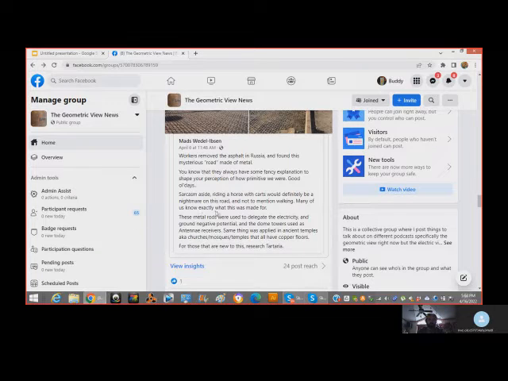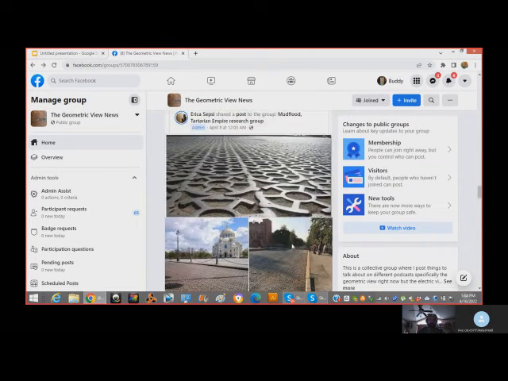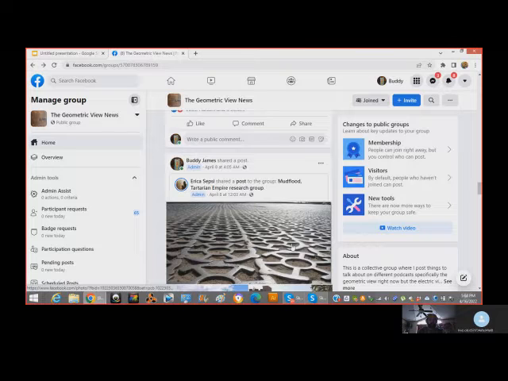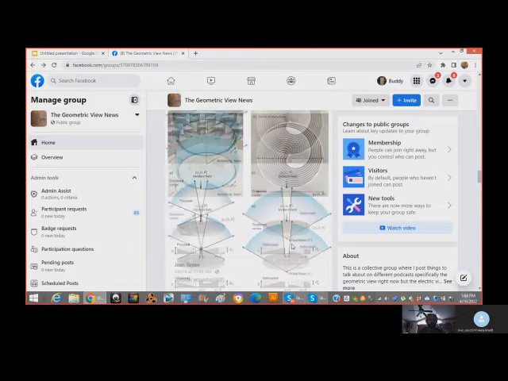Many of us know exactly what this was made for. These metal rods were used to delegate the electricity and ground negative potential, and the dome towers used as antenna receivers. Same thing was applied in ancient tombs, aka churches, mosques, temples that all have copper floors. For those that are new to this research, Tartaria. That's from Tartaria Mud Flood Group.